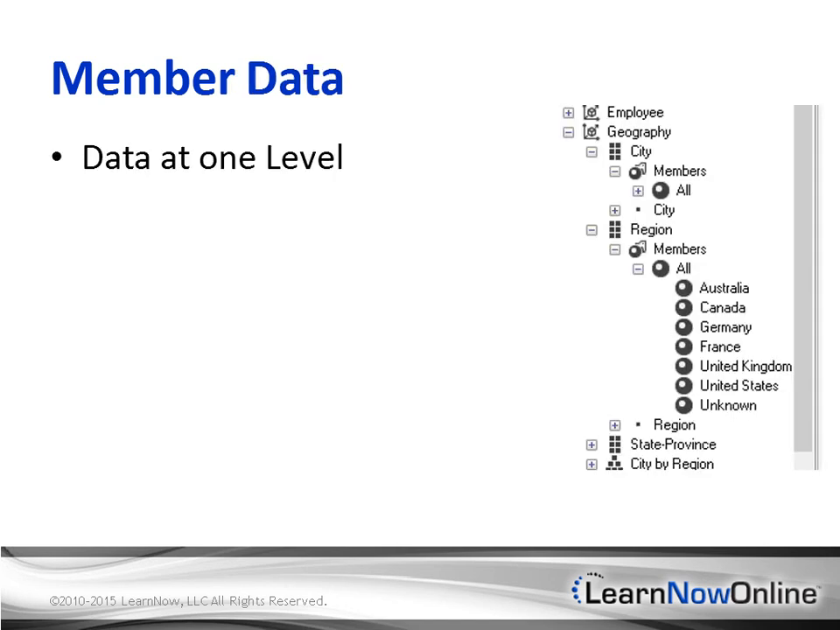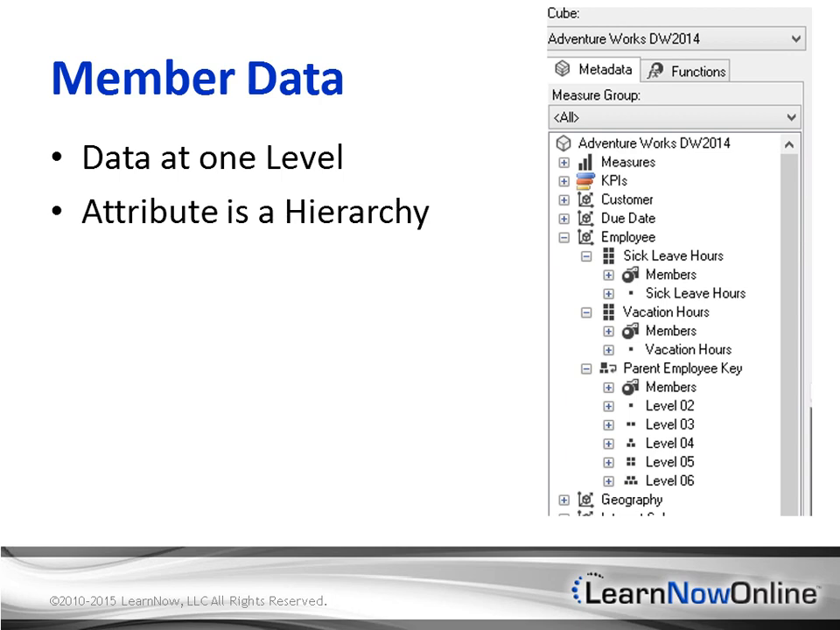When viewing a member, you see the data at the level of the dimension. As you see in this listing on the right, we drilled into geography to get the members of region. The top is the all, then we see Australia, Canada, and other countries. Remember, all attributes are hierarchies. There's always an all level unless you specified in the cube not to have an all level. And if you don't have an all level, then there has to be a default dimension attribute member data selected.